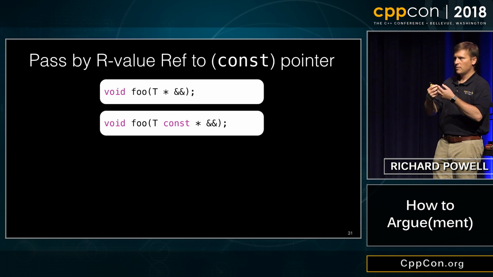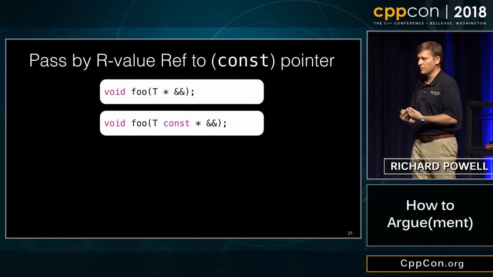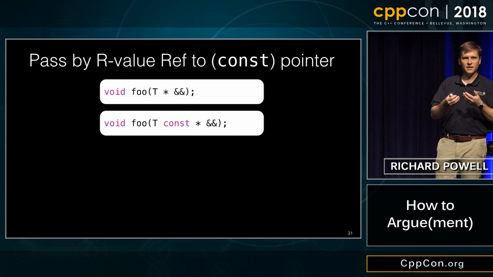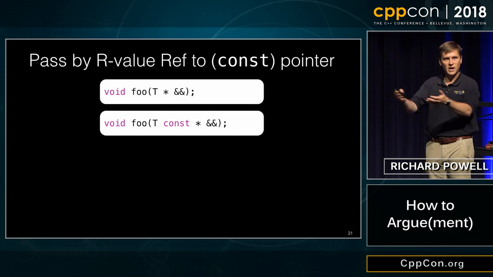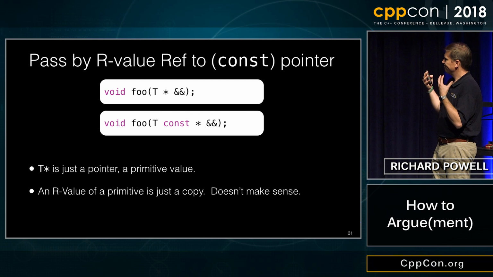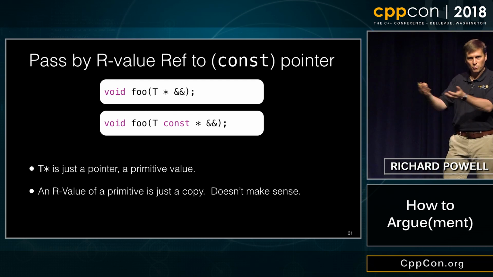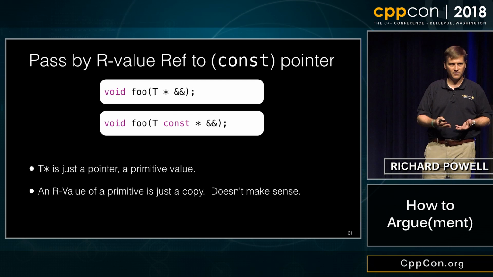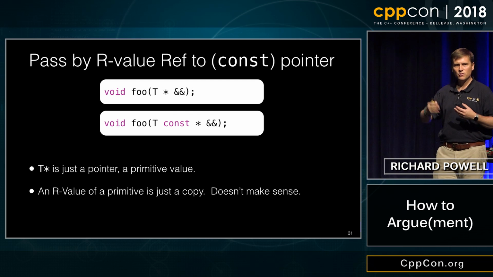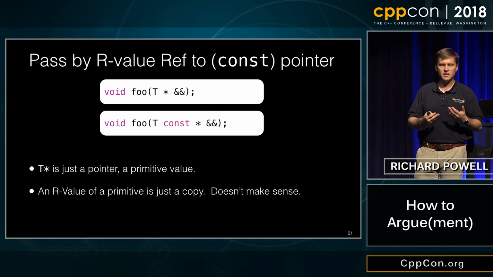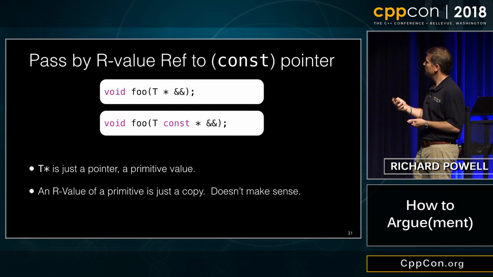A pointer is a primitive. It's like an int. Well, different than an int, but it is something that is copied when you try to move. Instead of getting a move, you actually get a copy. So it's just a primitive value. An R value of a primitive has no move that occurs. You effectively get a copy. So this syntax isn't really saying anything different than if you had taken it by pointer.